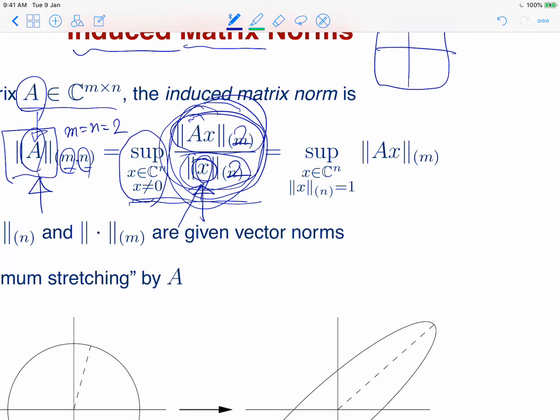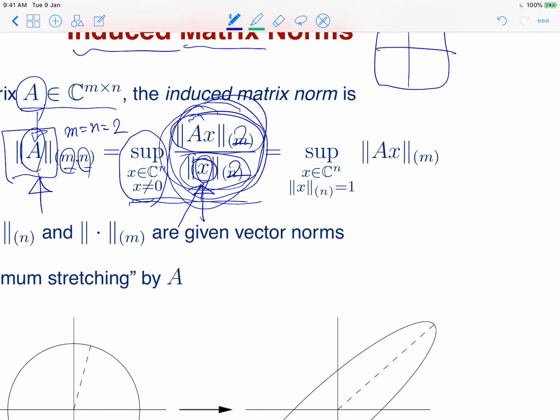Okay, so for a fixed input matrix A and different input vectors x, the ratio between the original input vector length and the output vector length could vary, but we want to choose the one particular vector that actually maximizes this ratio. Okay, so that is the notion.